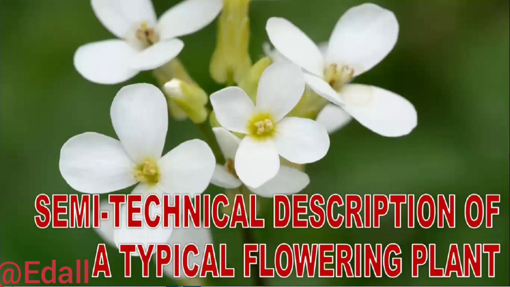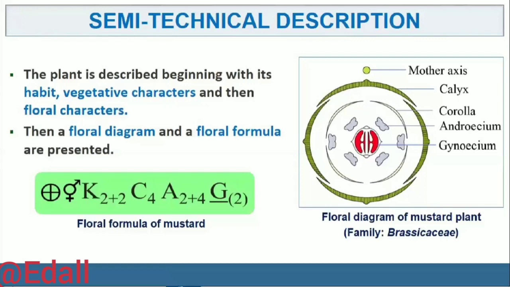5.8 Semi-technical description of a typical flowering plant. Various morphological features are used to describe a flowering plant. The description has to be brief, in a simple and scientific language and presented in a proper sequence. The plant is described beginning with its habit, vegetative characters, roots, stem and leaves, and then floral characters, inflorescence and flower parts. After describing various parts of the plant, a floral diagram and a floral formula are presented.